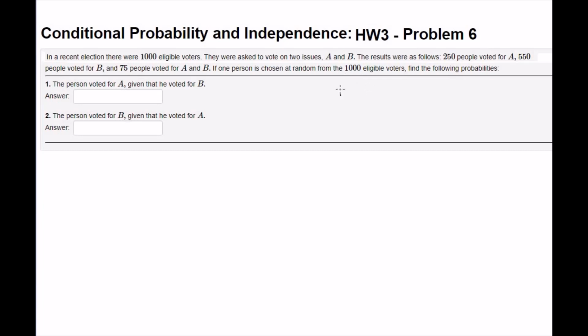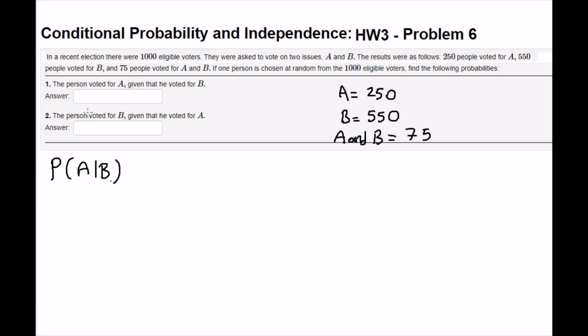So here let's write out people who voted for A is 250 people, for B is 550 people, and A and B together is 75 people. Now the person voted for A given that he voted for B. So probability of A given B. The person voted for A given that he voted for B is the same as the conditional probability of A given B.